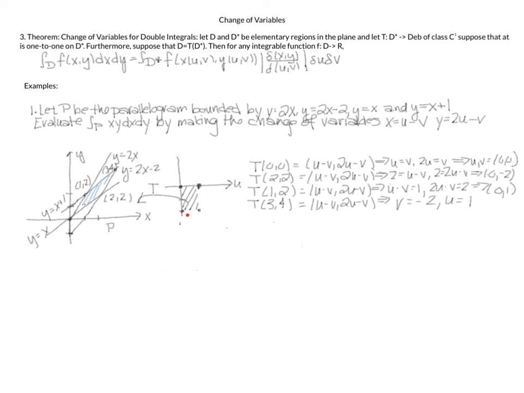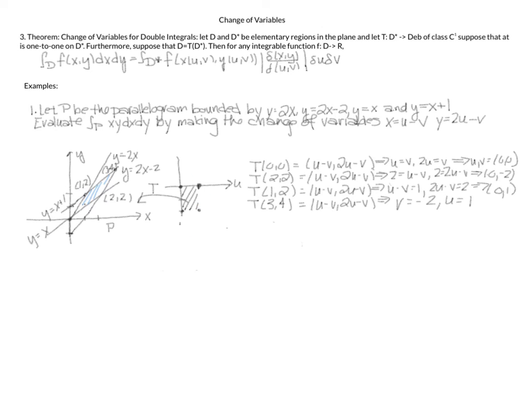To get my new domain under this transformation, I'm just going to see how the transformation affects my vertices. So I have T of 0, 0 plugged into u minus v, 2u minus v, which is going to give me 0, 0. My T of 2, 2 is going to give me the point 0, negative 2, which I have plotted here. My point 1, 2 is going to give me the point 0, 1, which I've plotted here, and my point 3, 4 will give me the point 1, negative 2, which I have plotted here. So I am now in this rectangle.